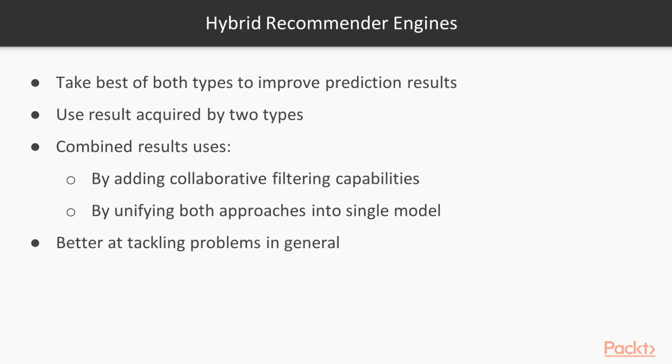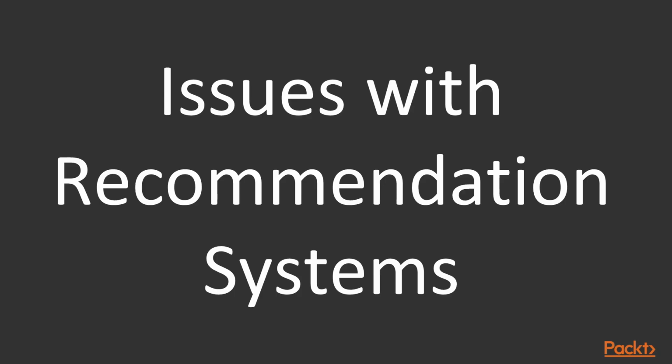The next type is hybrid recommender engines. These systems take the best of both worlds to improve upon the prediction results. The two pure types can be used simultaneously, and then their results can be combined. They can be used for adding collaborative filtering capabilities to content-based systems, or even by unifying both the approaches into a single model. Hybrid recommendation engines are also better at tackling the problems which haunt recommender engines in general. Now let's discuss the issues with recommendation systems.